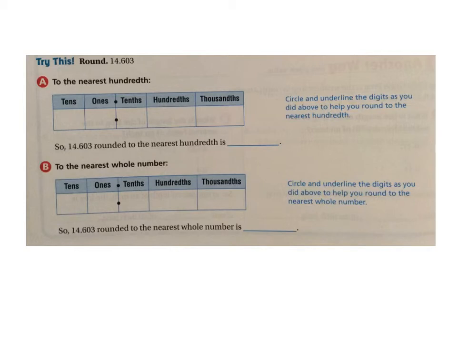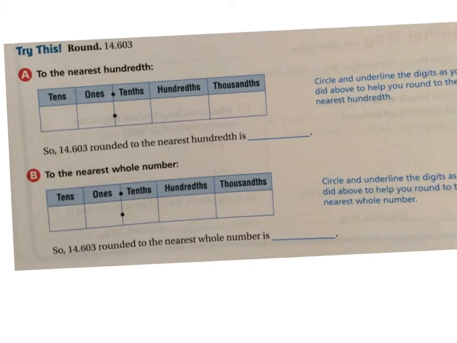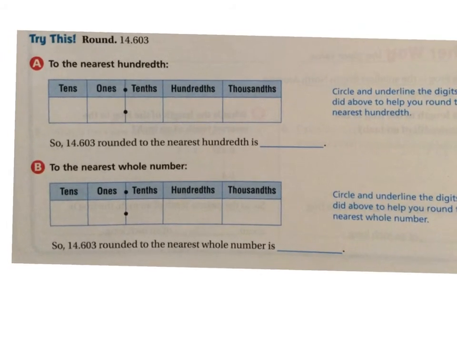It says, try this. Round 14 and 603 thousandths. For problem A, you are going to round it to the nearest hundredth. So go ahead and write the number, circle the digit that you are trying to round to, underline the one to the right of it, and see if you have to give it a shove or let it go. Try that out. So for A, it says to round the number to the nearest hundredth. And for B, it says to round it to the nearest whole number. Please go ahead and try that in your math notebook.